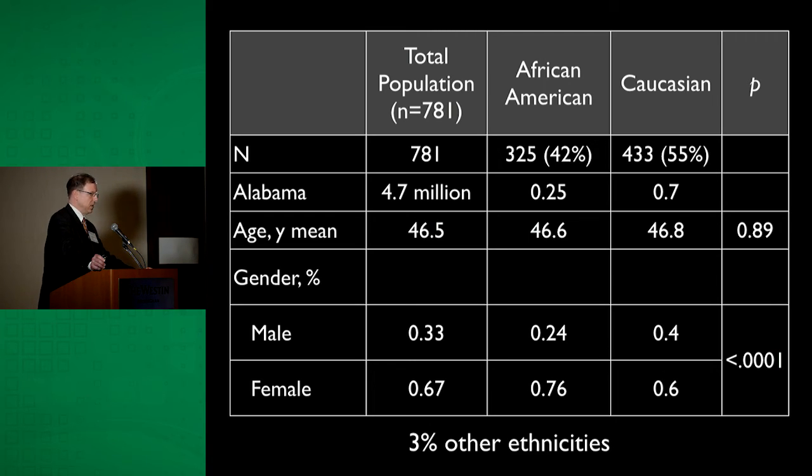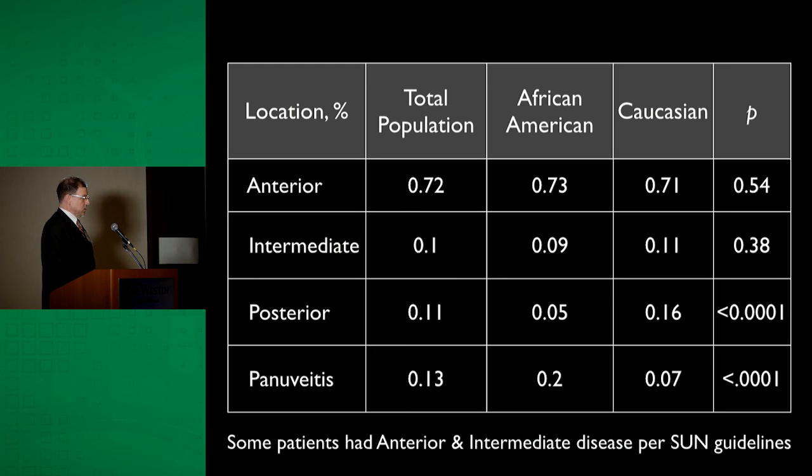And there is some data that uveitis is more common in African Americans than it is in Caucasians, which this would fit. Really no difference in the mean age of those patients. There was a difference in the gender distribution where you can see that African Americans were even more likely to be female than were Caucasians. So if we go back to that anatomical distribution, so again, in our total population, about 70% anterior, African Americans were almost the same, 70% as were Caucasians, so no real difference. So ethnicity didn't really seem to impact that anterior uveitis was the most common form.